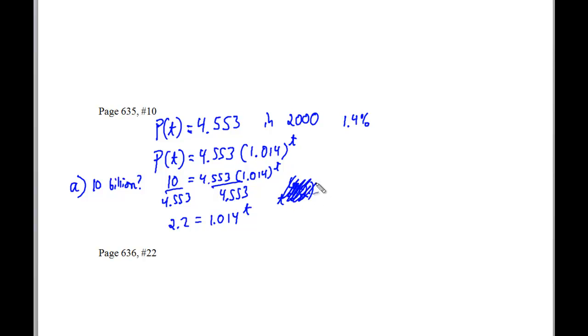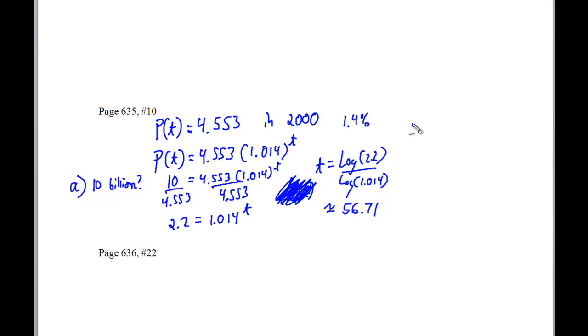Wow, I really screwed that up here. Okay, let me erase that here. Our t is equal to the common log of 2.2 divided by the common log of 1.014, which gives us an answer of approximately 56.71. So at 2056 we will be at 10 billion. So it will happen probably within your lifetime.